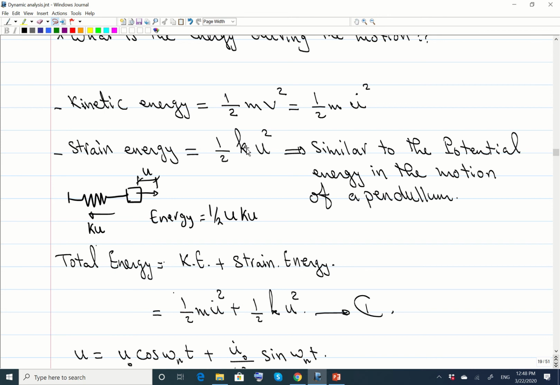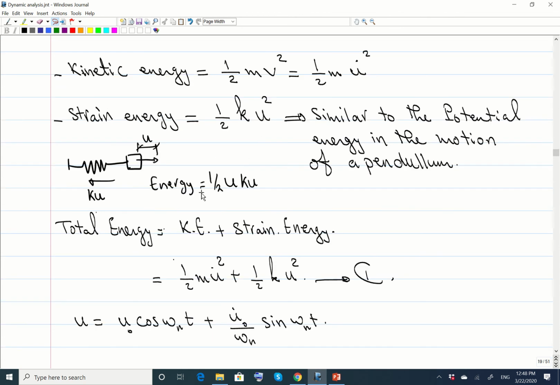1/2 K multiplied by U squared. So that's called the strain energy: the force multiplied by the distance, the force in the spring multiplied by the elongation of that spring. What about the kinetic energy? From physics, you know the kinetic energy is 1/2 mv squared. V here is the velocity, so we name this u dot. This is the notation that we are using for the velocity, 1/2 m u dot squared.